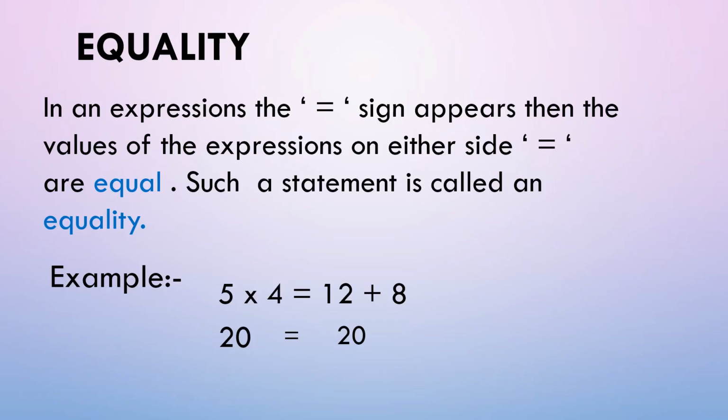Equality: in an expression, when the equal to sign appears, then the values of the expressions on either side are equal. Such a statement is called an equality. For example, 5 into 4 is one expression and 12 plus 8 is another expression. Now 5 into 4 is 20 and 12 plus 8 is 20. Both have the same value. So LHS is equal to RHS. So the equal to sign is put between LHS and RHS. Such a statement is called an equality.